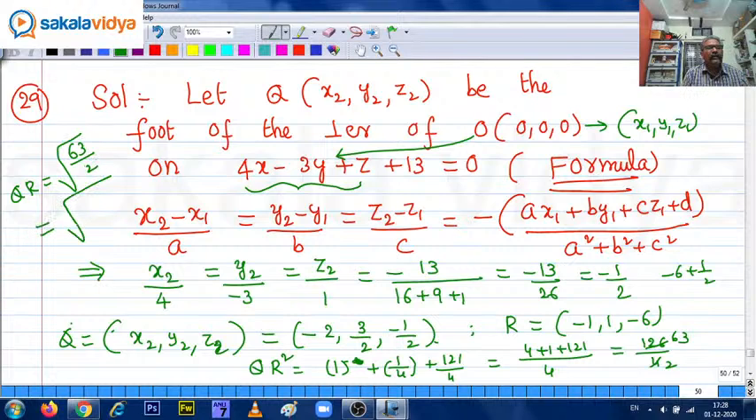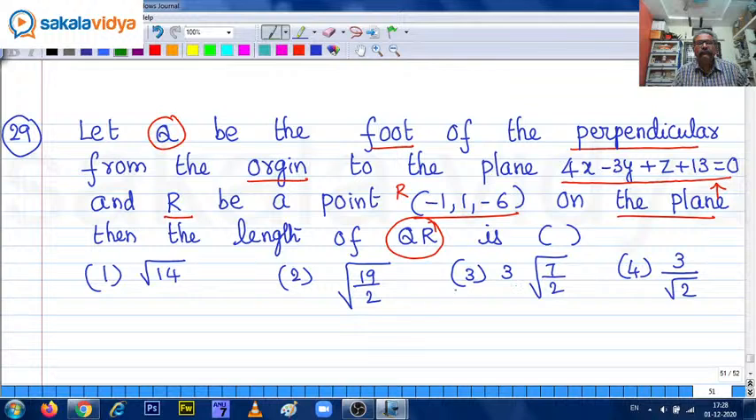This will be square root of 9 7s upon 2. Square root of 9 is 3. 3 times square root of 7 upon 2. This is the answer. Third option is the right option.